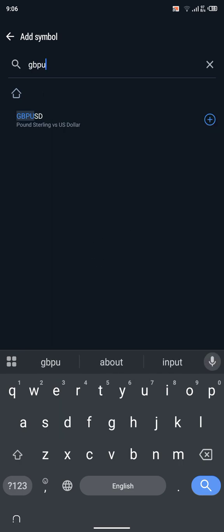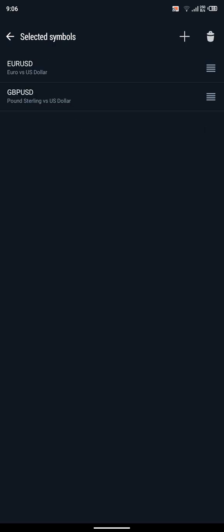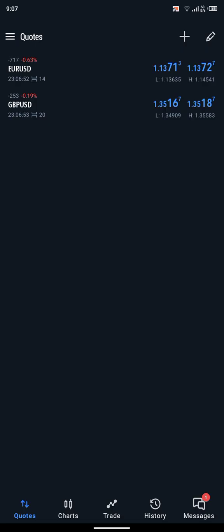GBP USD, and it's going to appear. Once I tap on it, it will automatically add to this place. So now I have Euro USD and GBP USD.